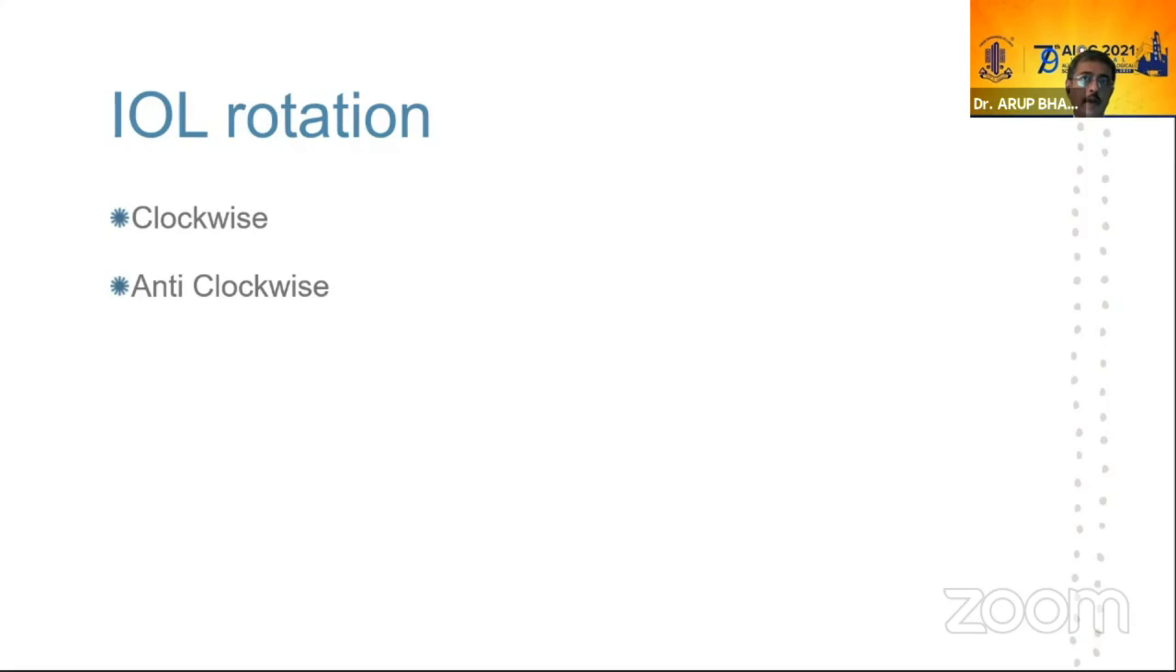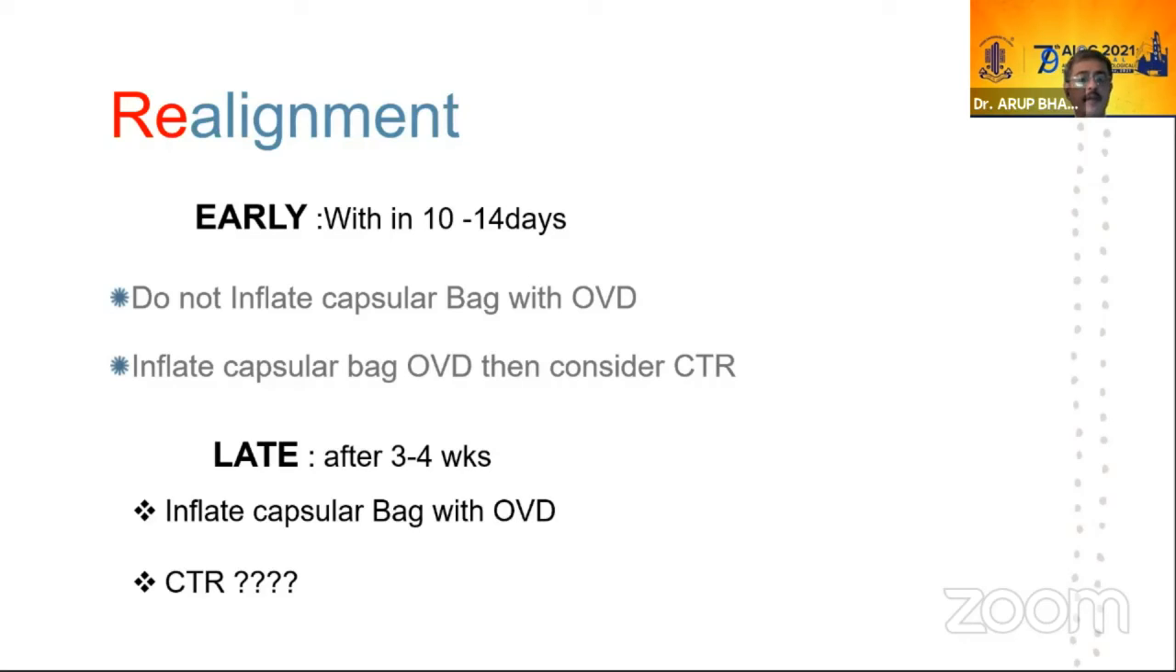Technis toric. So you have to wait for the complete unfolding of the lens. Early alignment: in the Indian scenario, most have to intervene early because it's very difficult to explain to the patient regarding this. So we generally do it the next week or at 10 to 14 days. It is advisable not to inflate the capsular bag with OVD if you are re-rotating within 14 days. You just inflate the anterior chamber with viscoelastic and rotate the lens back. But be careful. If there is any traction, you should inflate it.